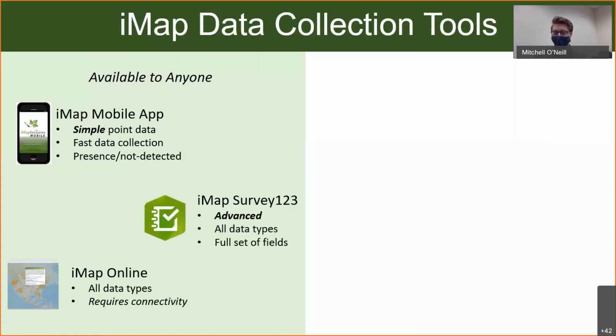One thing that we came out with recently was the iMapInvasives Survey 123, which allows for more advanced data collection, so all data types, presence not detected, treatments, polygons, lines, beyond just the mobile app. So it kind of brings all of the capability of the iMap Online, but into an app that's functional without connectivity. And so those are the three tools that are available to anyone who's doing invasive species work or volunteering in New York State.